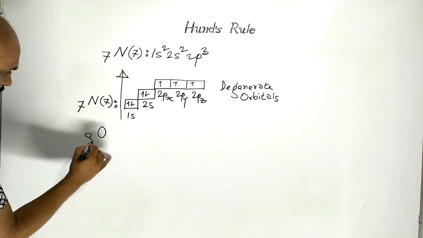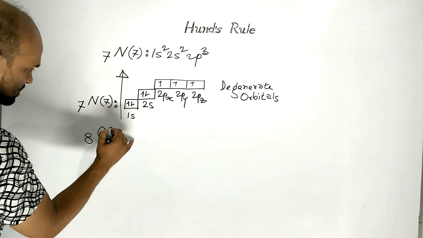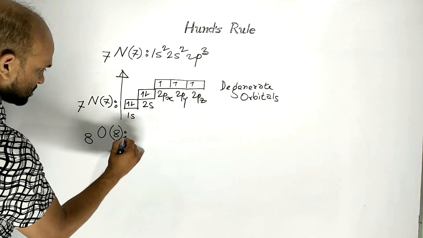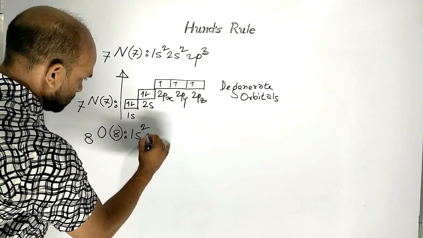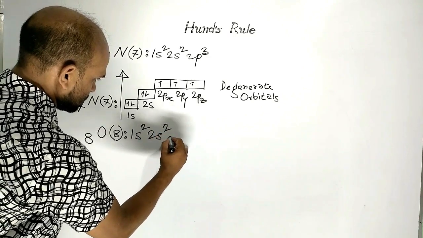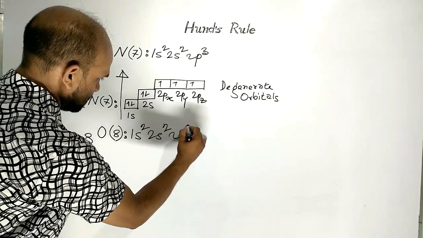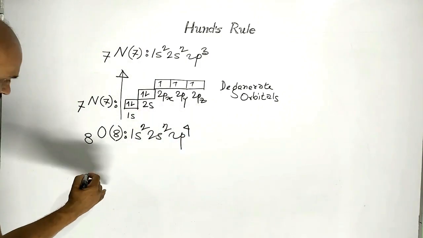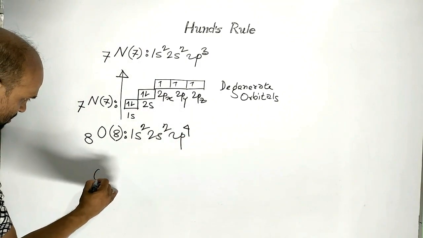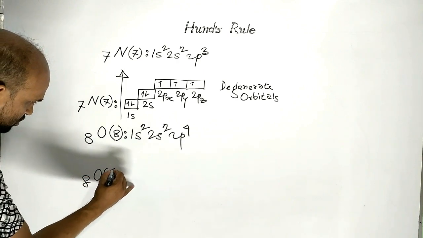Now, let us see electronic configuration of oxygen. Atomic number of oxygen is 8. It means it has 8 electrons. Electronic configuration is this: 1s2, 2s2, 2p4. Total 8 electrons.